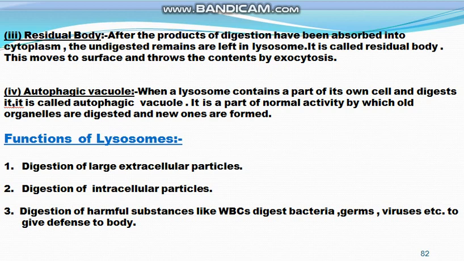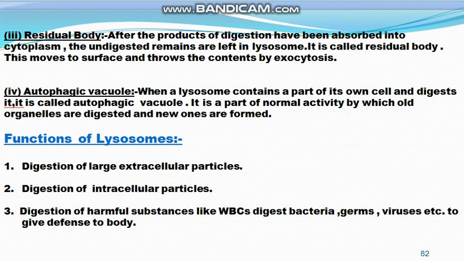And the fourth type of lysosome is the autophagic vacuole. When a lysosome contains a part of its own cell and digests it, it is called an autophagic vacuole, and it is a part of the normal activity by which old organelles are digested and new ones are formed.